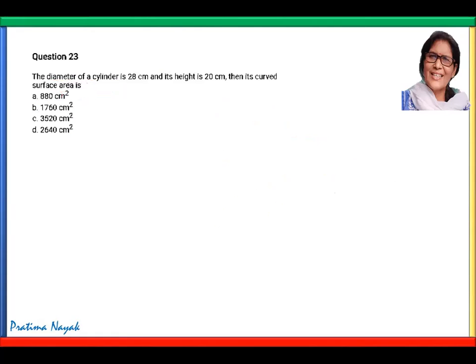Now coming to the next question. The diameter of a cylinder is 28 centimeter. Height is 20 centimeter. What is its curved surface area? So again diameter is given. So you have to get radius equal to half of it. It will be 14. Next, what is height? Height is equal to 20 centimeter.